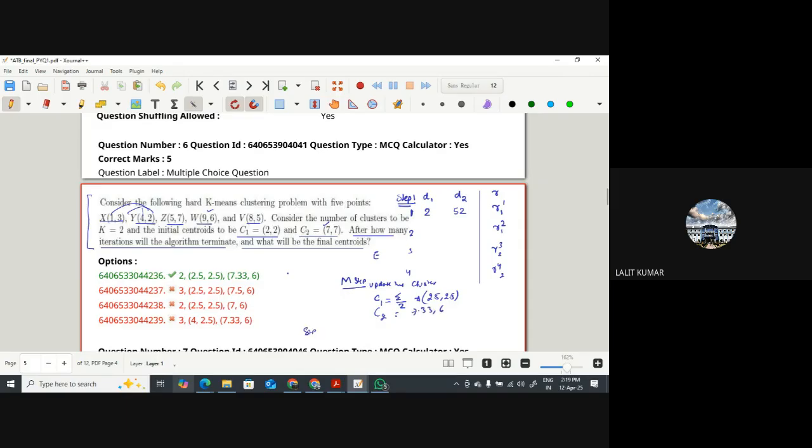Now you come to step 2. Again, you do this step, and if there is no change in the responsibilities, you terminate. So when you do this, you will find that after step 2, you are terminating. Is this okay? Yes, sir. Okay.